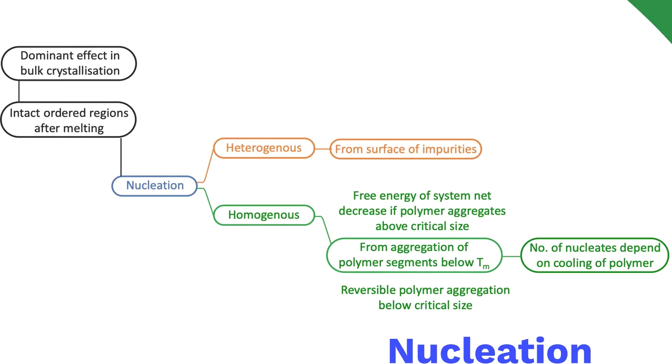Nucleation typically occurs in the intact ordered regions after melting, so once you melt your material, you let it cool down, you have the heterogeneous or homogeneous nucleation processes, and these two processes are the dominant effect in bulk crystallization.